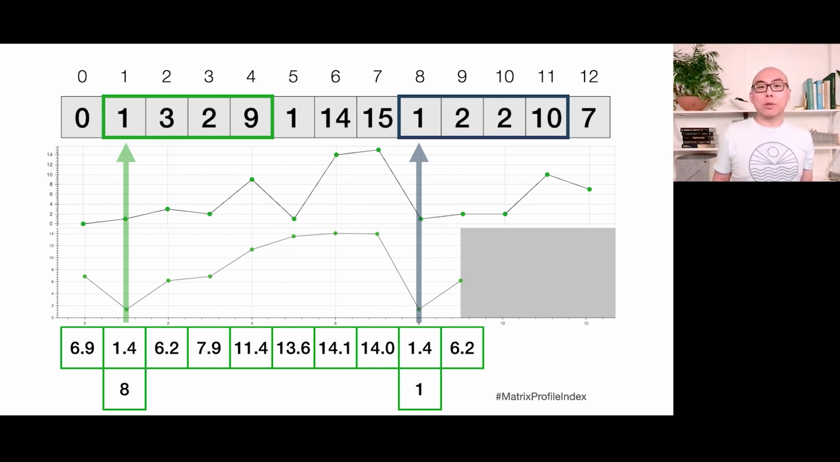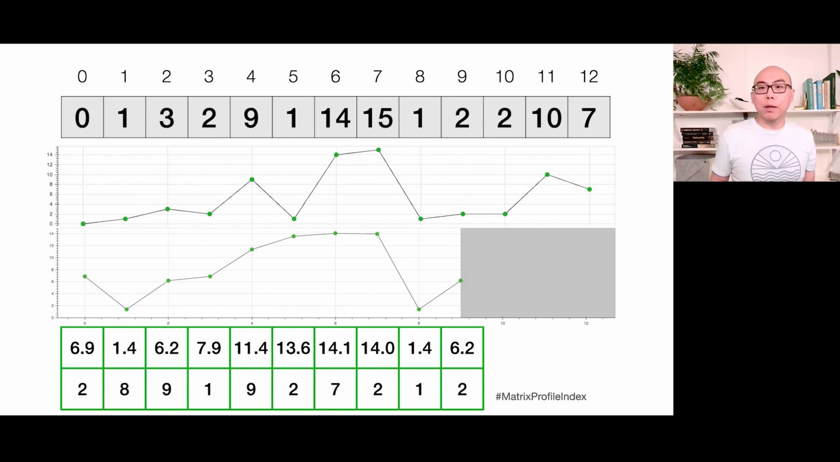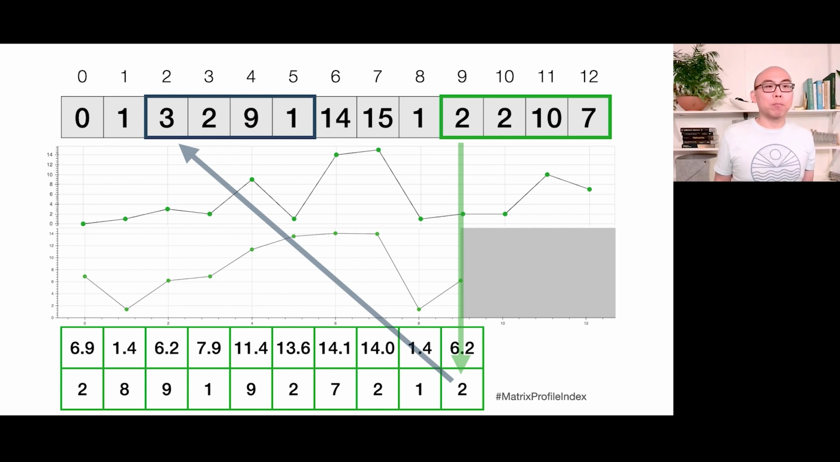And in fact, all the subsequences have a nearest neighbor shown at the indices down below. To drive home this point, this particular subsequence has a nearest neighbor that is a distance of 6.2 away and is located at index 2 with the same length. And it's this subsequence over here.